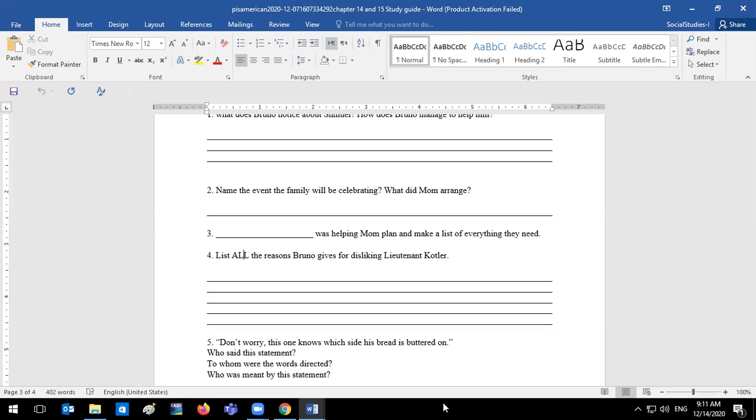He also hates the fact that his mom laughs with Lieutenant Kotler, not the same way that she laughs with father. So he doesn't like the fact that mom is very close with Lieutenant Kotler, and not with his father.